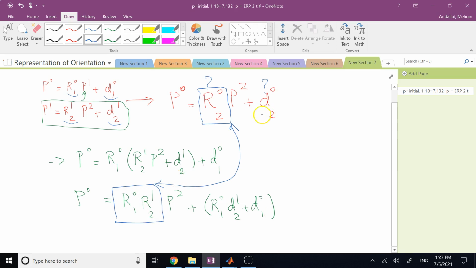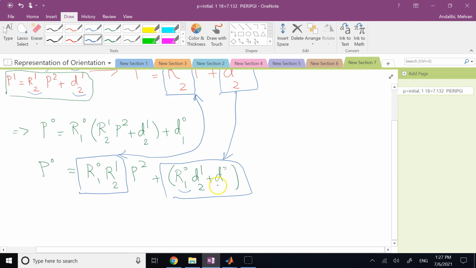The problem comes here with this displacement vector. The displacement vector of d of 2 with respect to 0 is not simply addition of d of 1 with respect to 0 and d of 2 with respect to 1. You have to multiply this rotation matrix by d of 2 with respect to 1 to get d of 2 with respect to 0. And this is quite meaningful.